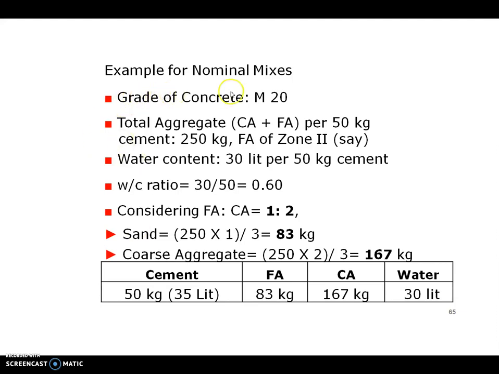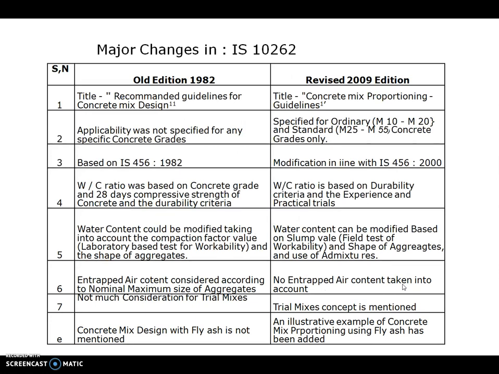For example, for the nominal mix, grade of 20, 20 grade of concrete, total aggregate, that is fine aggregate and coarse aggregate per 50 kg cement, all this. And here, this is the IS 10262 1982, and this is the IS 10262 2009. Major differences or major changes of both IS codes.